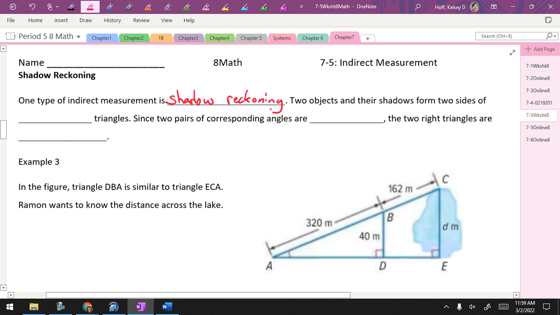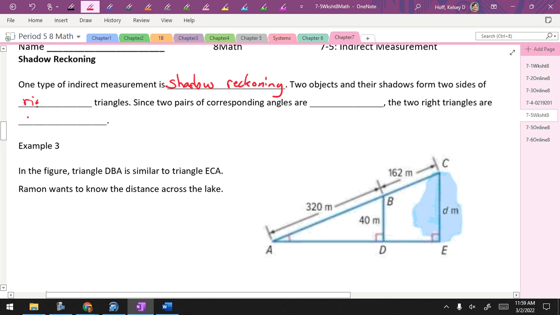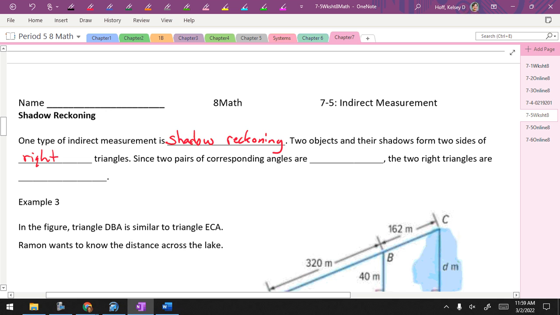Two objects and their shadows form two sides of right triangles. Shadow reckoning, and they form right triangles. I'm going to draw you a picture up here. In order to have a shadow, you got to have the sun in the sky, right? If I go outside, the sun is out right now, and stand there, a shadow is formed on the ground in front of me, correct?